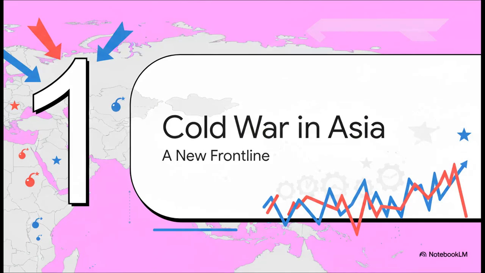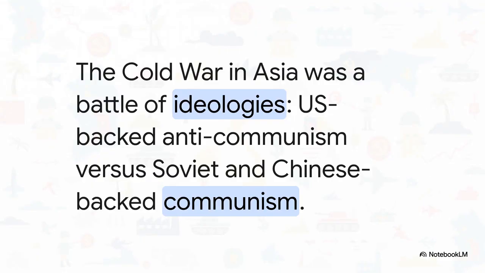All right, first things first, we have to understand the big picture. Why did Asia, of all places, suddenly become this major flashpoint after World War II? What turned the region into a brand new frontline for the superpowers? And here's the absolute key. You have to remember that the wars in Korea and Vietnam, well, they weren't just local squabbles. Not at all. They were what we call proxy wars.